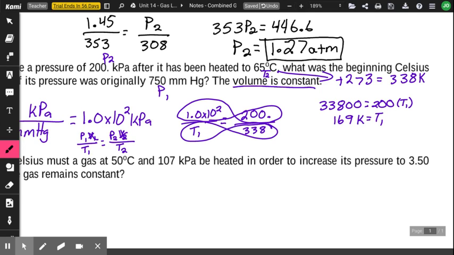But my question asks for it in Celsius, so I do need to remember to convert that into Celsius. Remember, converting into Celsius means to subtract 273, which is going to give us a total of negative 104 degrees Celsius. So this would be our answer, negative 104 degrees Celsius.